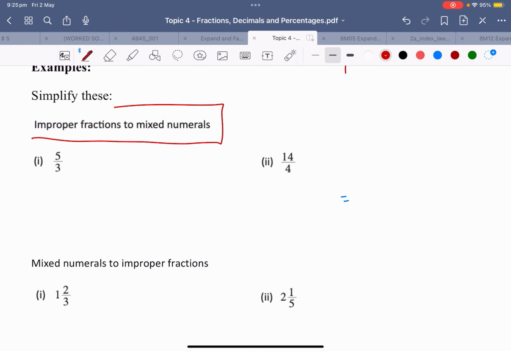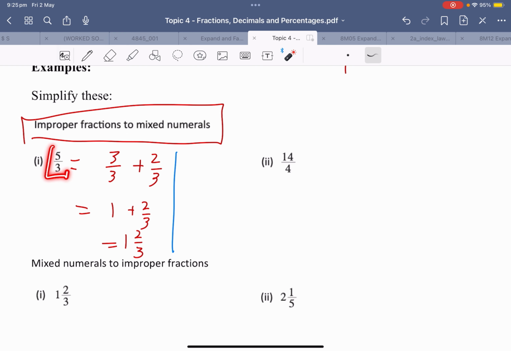Sometimes I will need to convert improper fractions into mixed numerals. This means I need to notice 5/3 is the same as 3/3 plus 2/3. Hopefully you remember that, adding fractions. This is the same as 3/3 is 1 plus 2/3, which is 1 2/3. For me, once I get comfortable, I like to think of how many 3's fit into 5. Well, 5 divided by 3 is 1 remainder 2. That's exactly what's going to happen here: 1 whole and then 2 remainder.